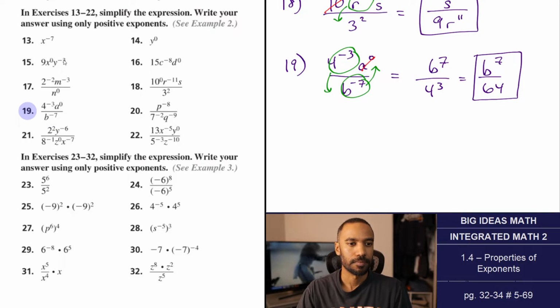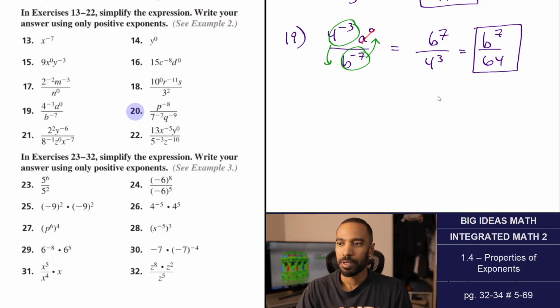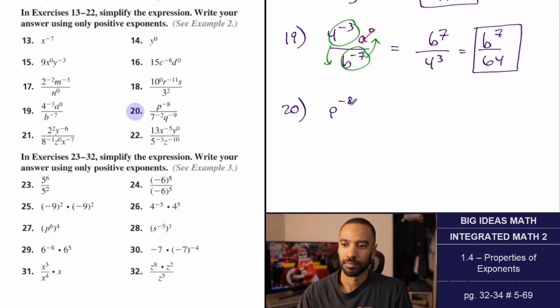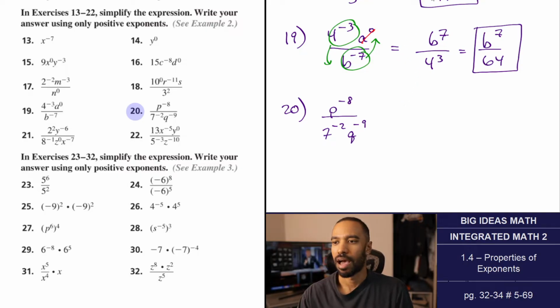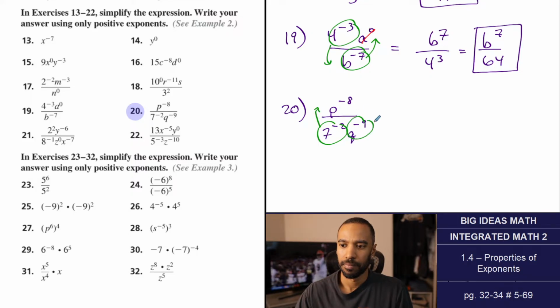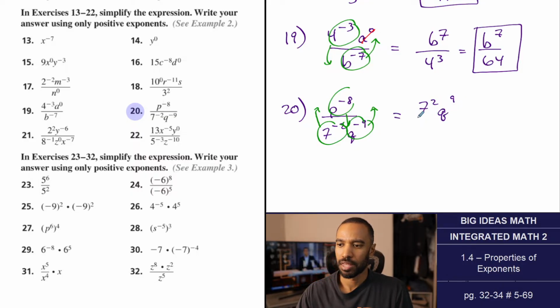Number 20. p to the negative 8th over 7 to the negative 2nd times q to the negative 9th. Each of them has its own negative exponent to deal with. So we will be moving this guy up, this guy up, this guy down. And you now have 7 to the 2nd, q to the 9th, over p to the 8th. 7 squared is 49. And this is q to the 9th over p to the 8th.